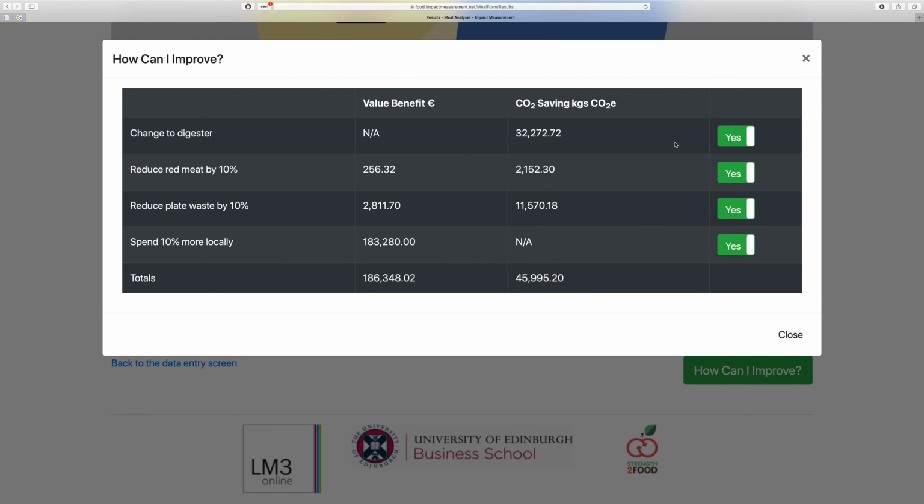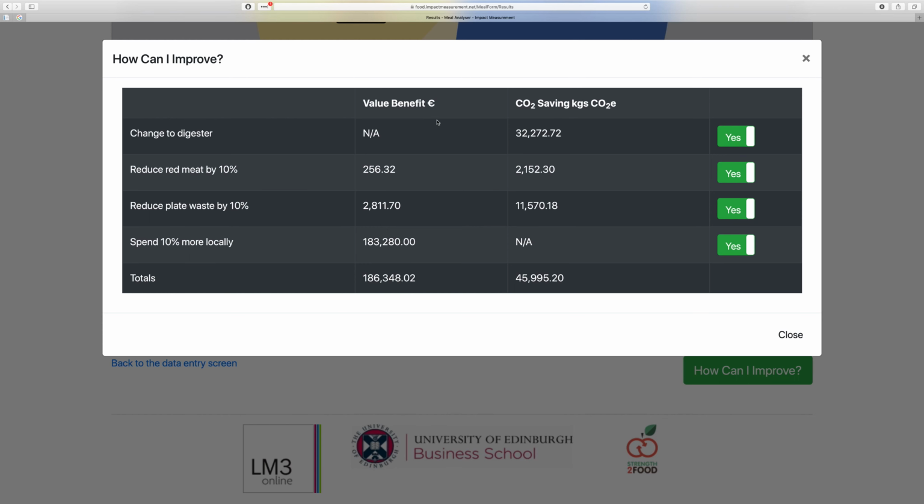That takes us really to the last part of the tool, which tries to suggest to you four pretty straightforward ways in which you might think about improving your outcomes. And we try to take one from each section of the tool to help guide you through this. And you can switch these off or on as you desire. And you'll see that at the bottom, the impacts are calculated and totaled as required.